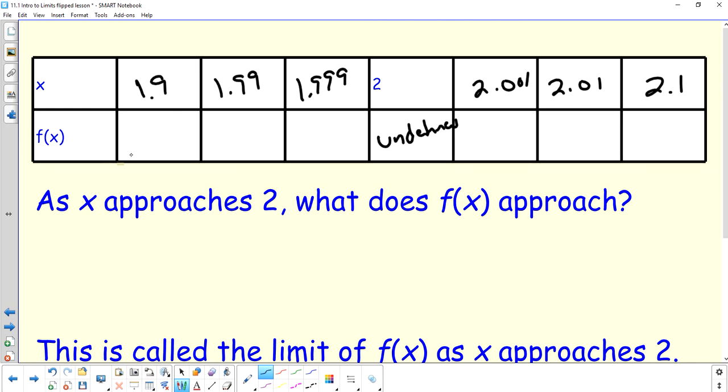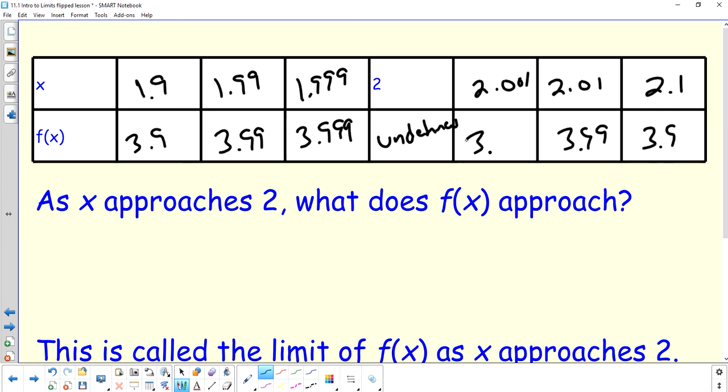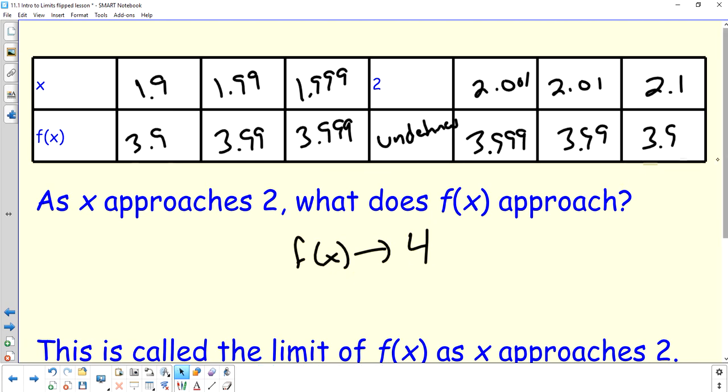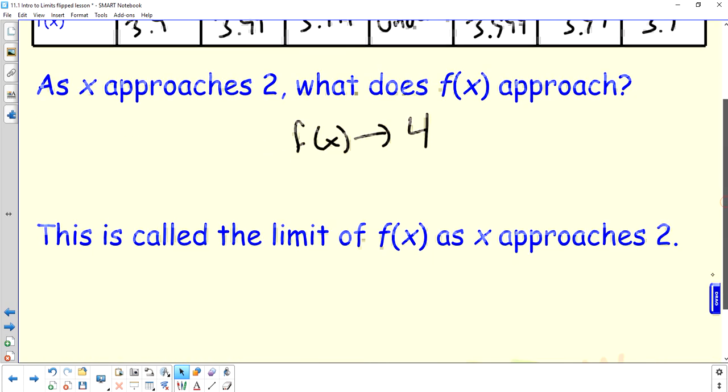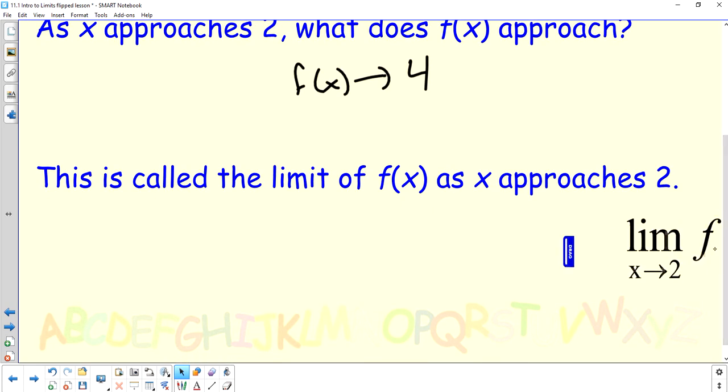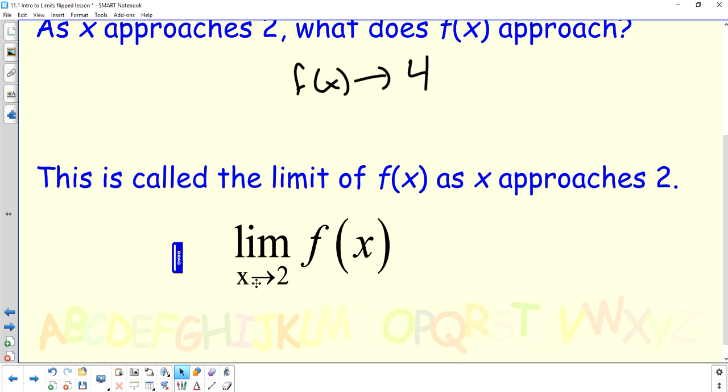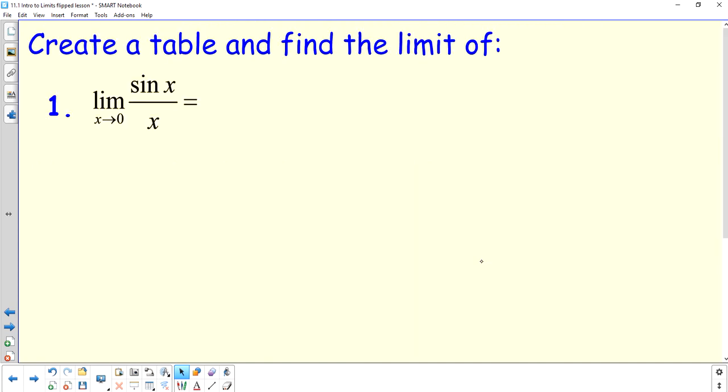If I plug all those into the calculator, the values I get out are 3.9, 3.99, 3.999, and they're going to be the same as we approach from the other side. Which means, as x approaches 2, f of x does not equal, but it does approach, and you see these numbers from both sides are getting closer to 4. In fact, we should have another 9 there. They're getting closer to 4. So this is called the limit of f of x as x approaches 2, and we write that the limit of f of x as x approaches 2 equals 4. That's what the limit of f of x means in this case.